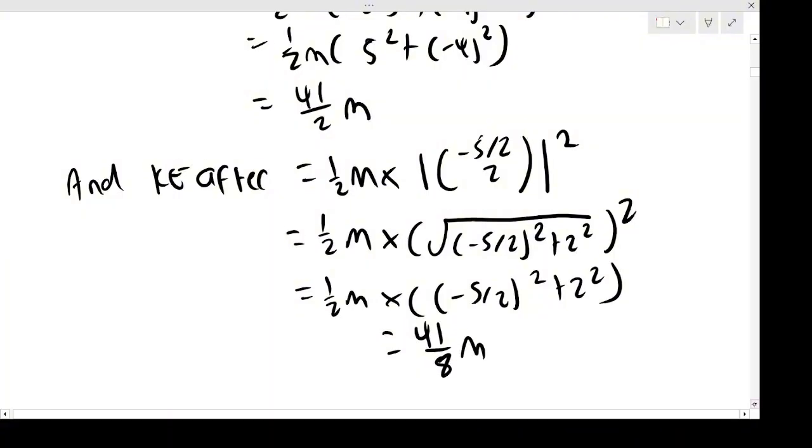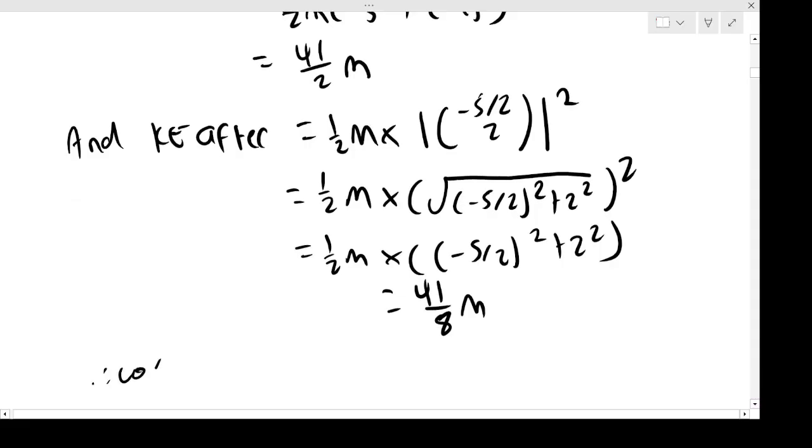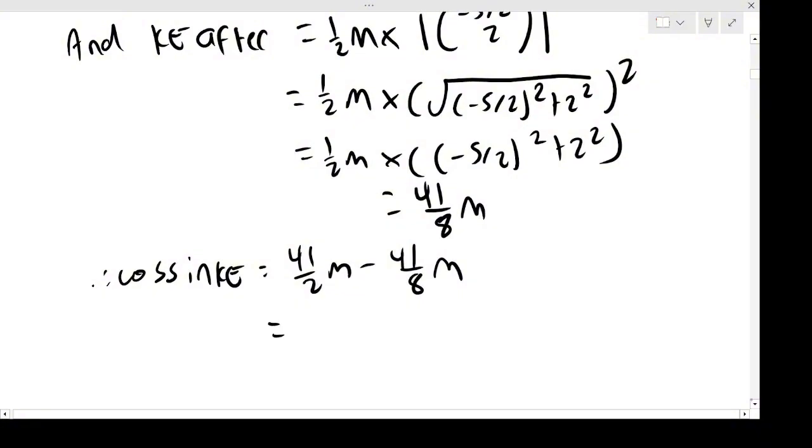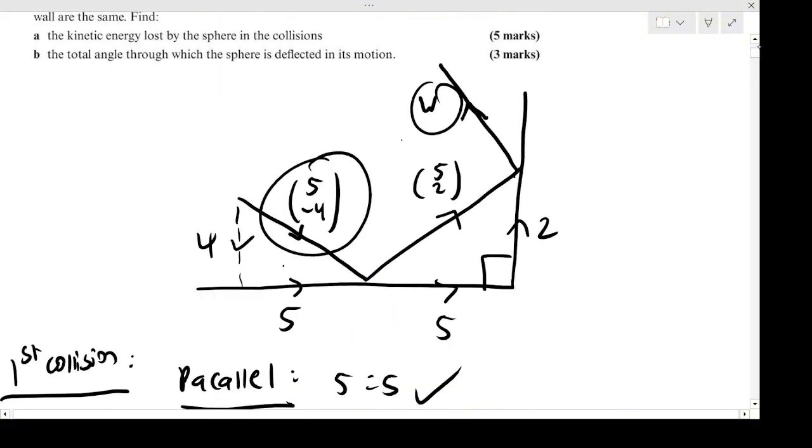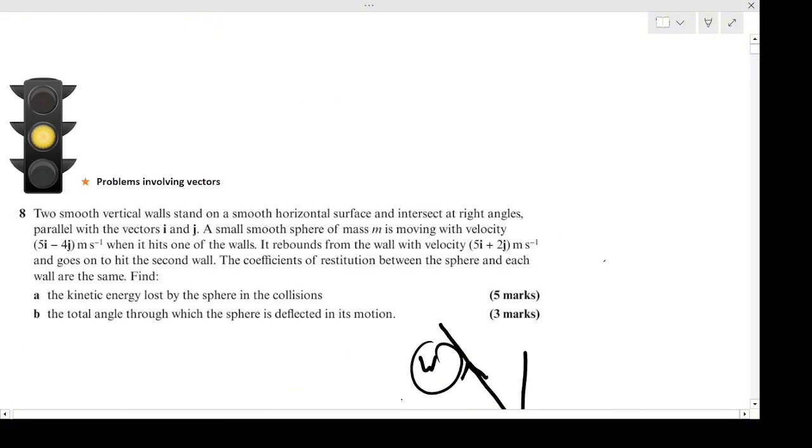So therefore the total loss in energy is going to be the kinetic energy before, which is 41 over 2 m, take away 41 over 8 m, and that will simplify to 123 over 8 lots of m, and there we are. So that's how much energy is lost in terms of m. We're told the mass is just m, so we can't simplify that anymore.